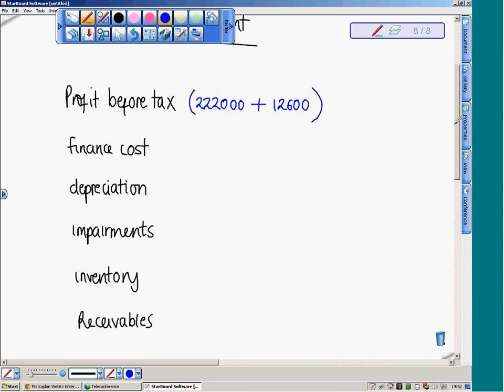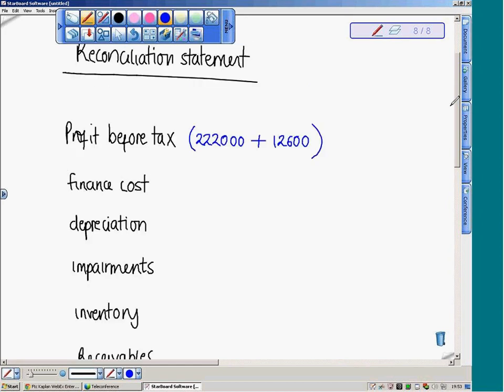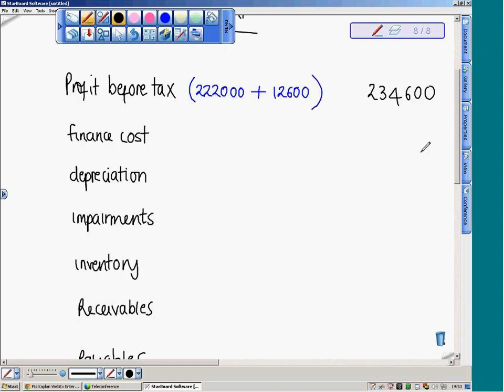Okay, if you forgot to do that in the exam, not the end of the world, it generally is only worth half a mark or so. Okay, so start with your profit before tax, and if we total that up, 234,600 is what we get. We asked about the finance cost, and it's as simple as just adding back the 71,000 that they give us in the income statement. Okay, so we're going to add that back.